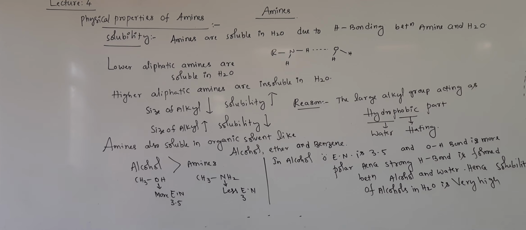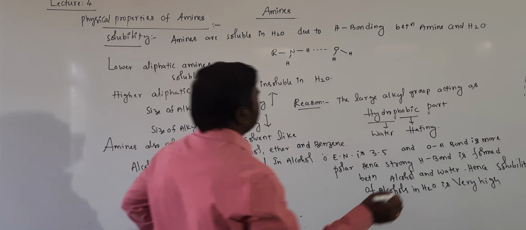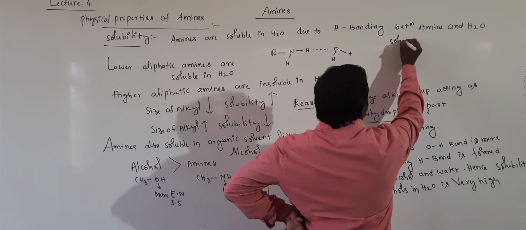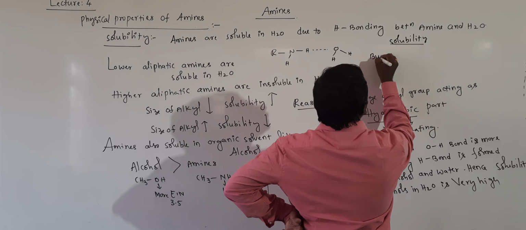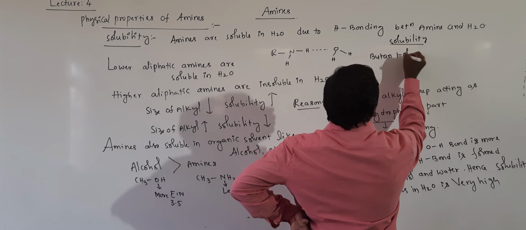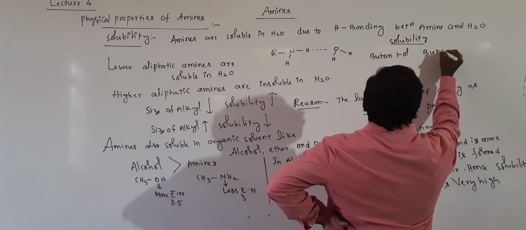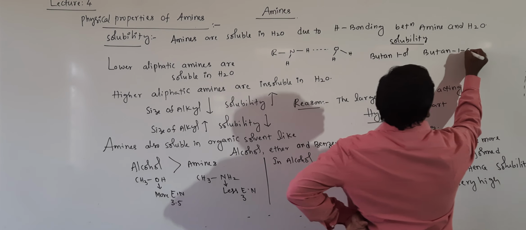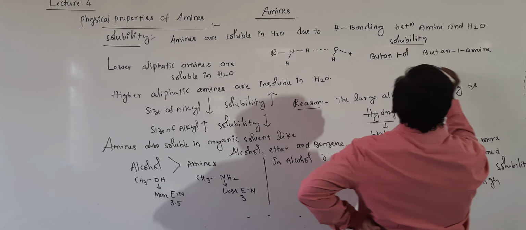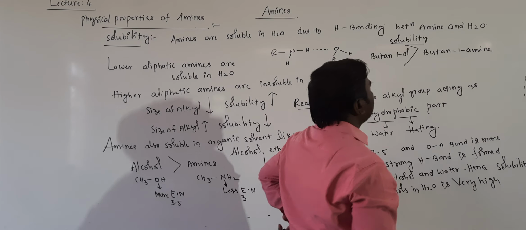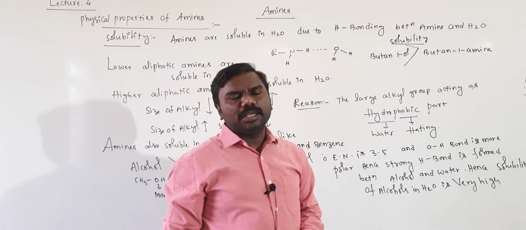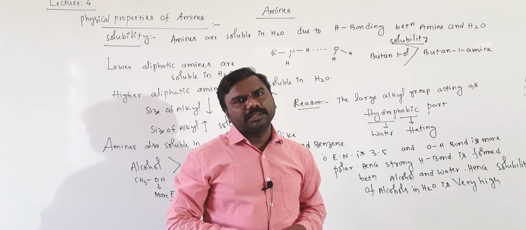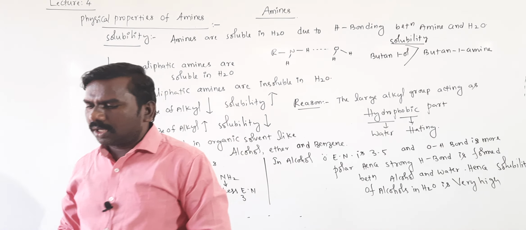Simply, consider the solubility of butan-1-ol and butanamine. Butanol has more solubility than butanamine, because alcohols have higher solubility than amines. This is about solubility.